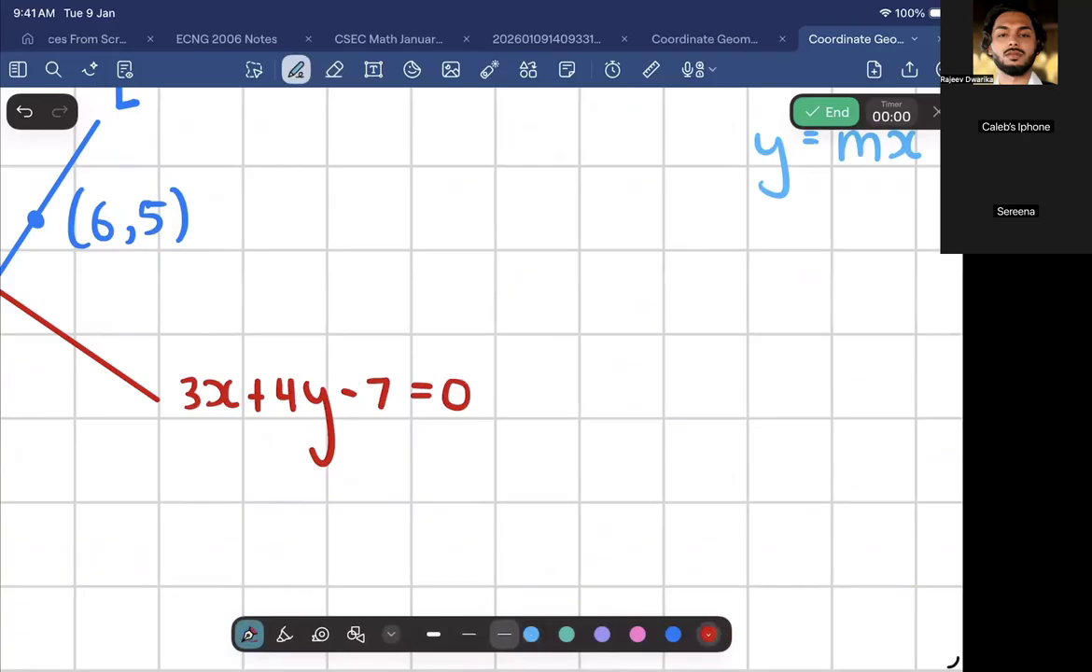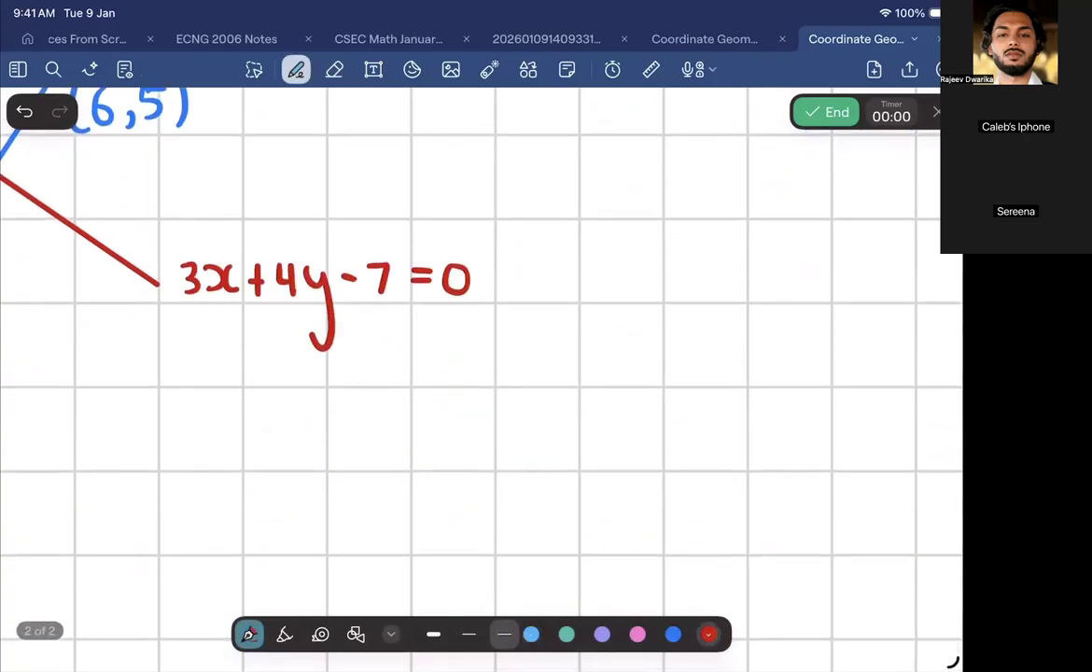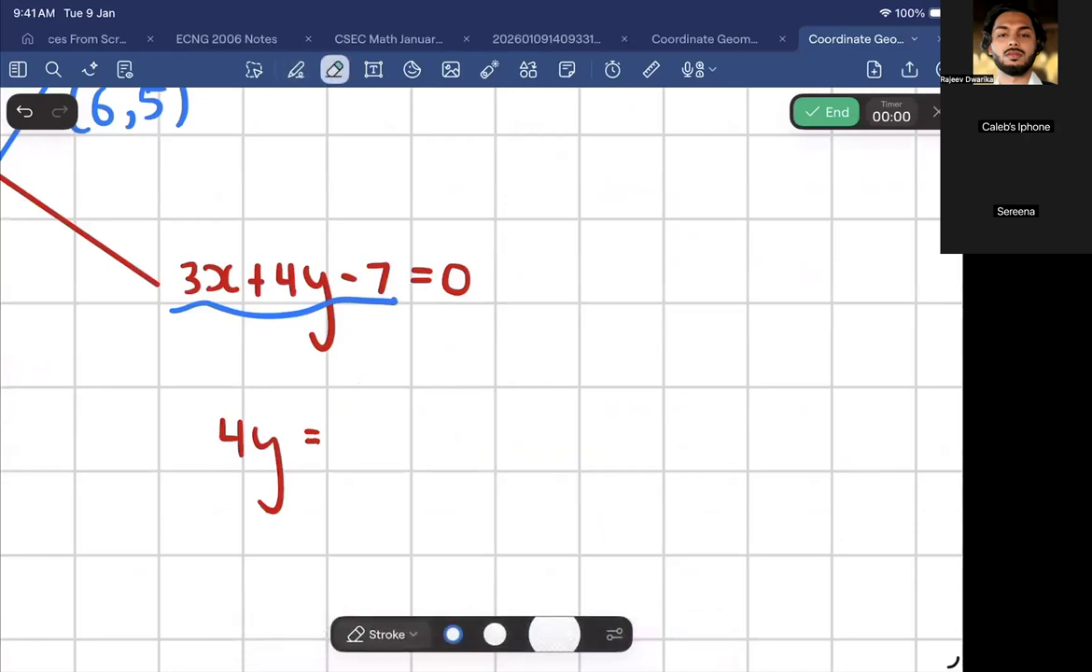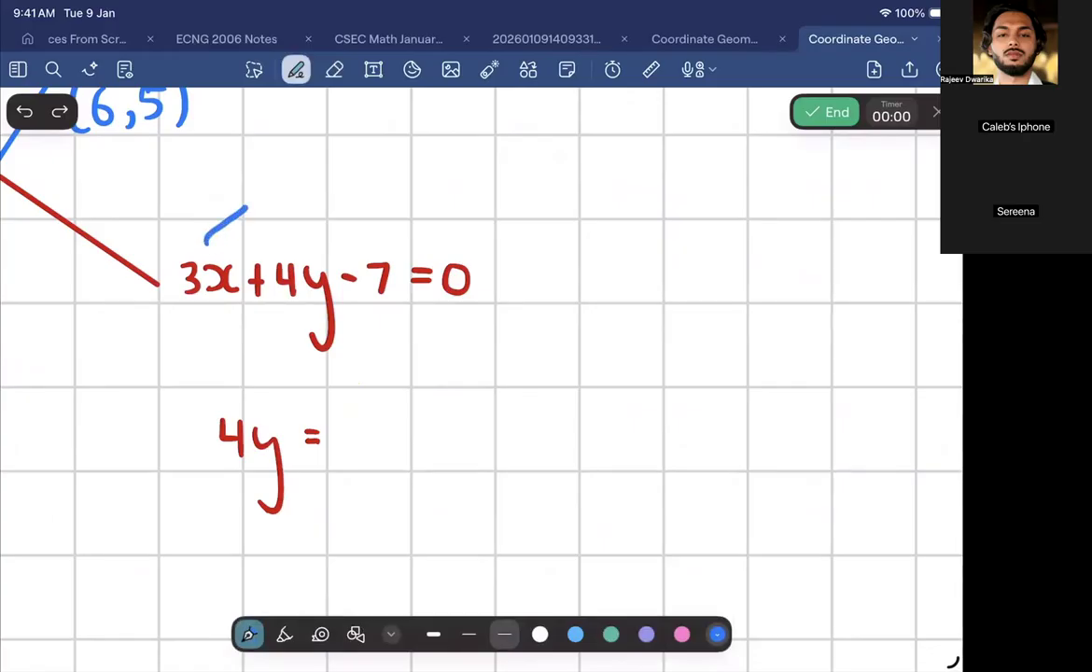4y equals 3x plus 7, equal minus 7. Nah, take your time, right? So you want to make y the subject. So you want the y term to be by itself. Right now, the y term is not by itself. It has a 3x there and it has a 7 over there. So you tell them to move it across. But if you move across something, you have to do what with the sign? Minus 4y.